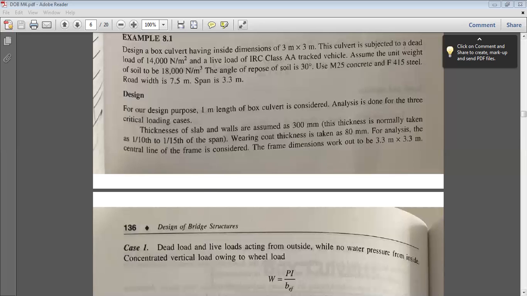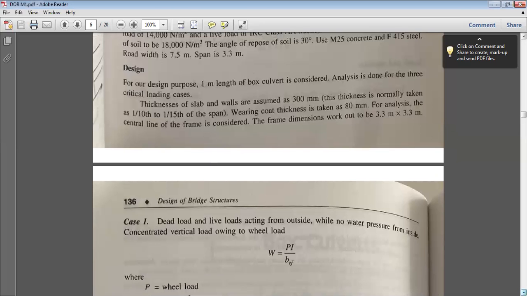Now we have 3 meter by 3 meter box culvert. So first I need to fix the thickness of slab for your box culvert. Thickness of RCC part I have to calculate. So thickness of the slab and walls are assumed as 300 mm. This thickness is normally taken as 1/10 to 1/15 of the span. So if it is of 3 meters, 1/10 of the span means 3000 by 10. That gives you 300 mm, right? So it is assumed as 300 mm.